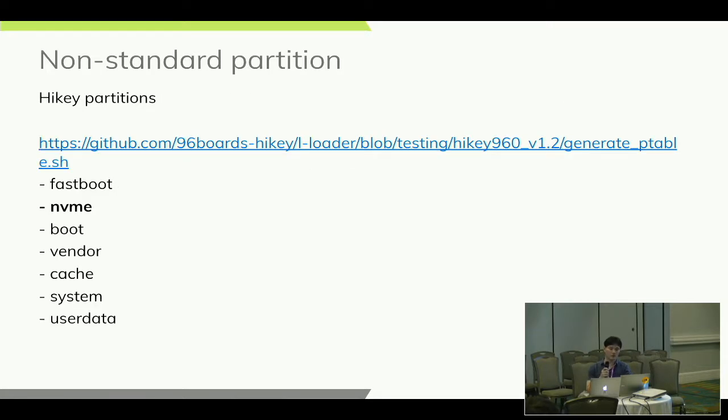So first, the non-standard partition on HiKey. The HiKey 620 board, and the 960 is similar as well, has these partitions here: fastboot, NVMe, boot, vendor. From boot on, these are standard AOSP partitions, but in this case we're lucky because we have a partition that's not used for anything. So just as a proof of concept, we are using this as our non-standard partition for secure storage.